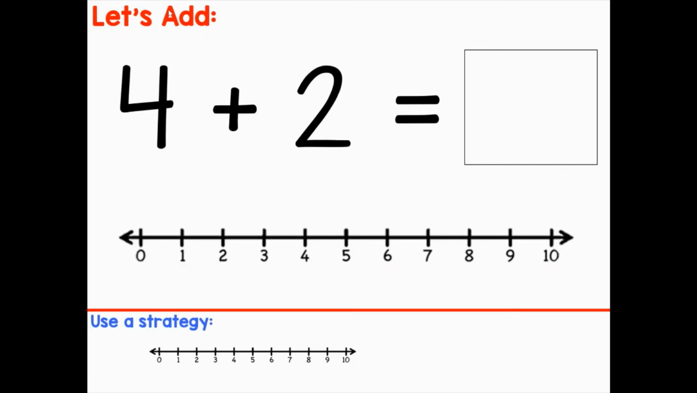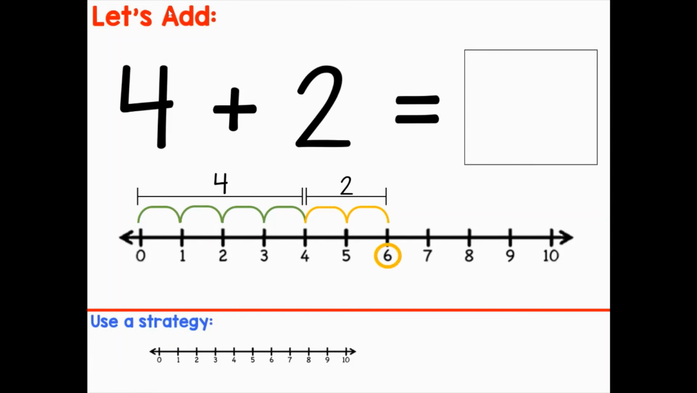How about 4 plus 2? Our first number tells us that we need to make how many hops? 4. 1, 2, 3, 4. 4 hops. Our second number tells us we need to make how many hops? 2. 1, 2. 2 hops. All of those hops together land me at what number on the number line? You got it, 6. Because 4 plus 2 equals 6.